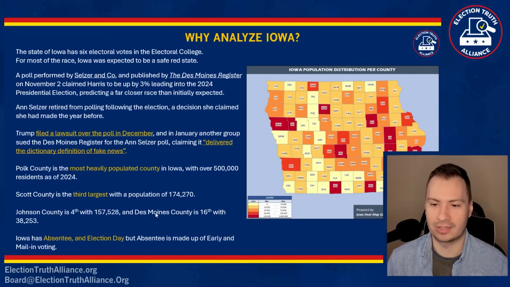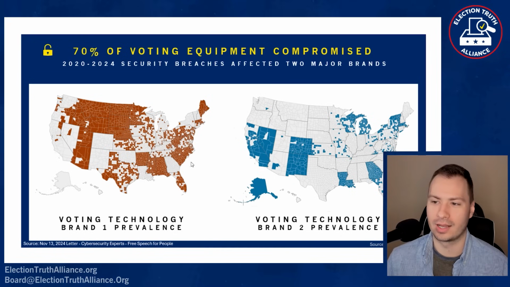Final note, as mentioned before, Iowa has 2 major voting types in their data. They have absentee, which is made up of early and mail-in voting. Their early voting is pretty much like mail-in. You just submit it early, the day before, I believe. And then you have election day, which is where you actually go to the polling locations and vote.